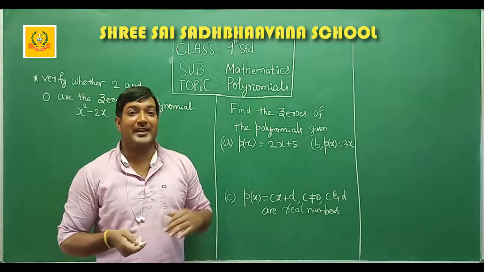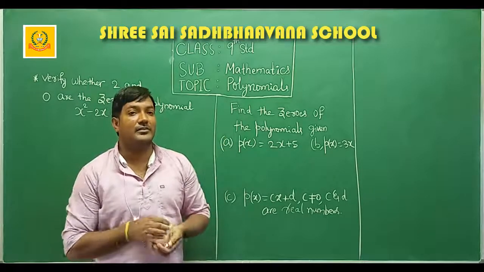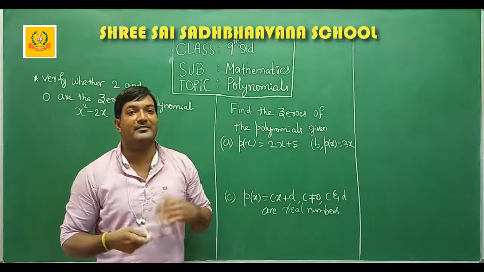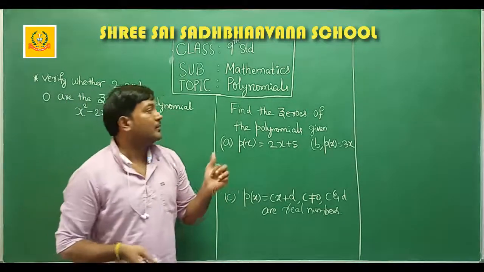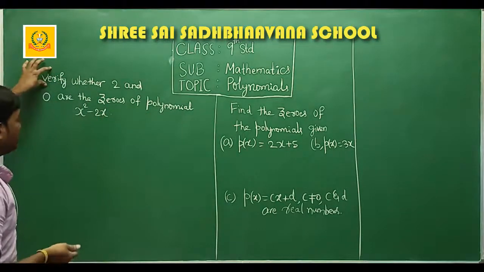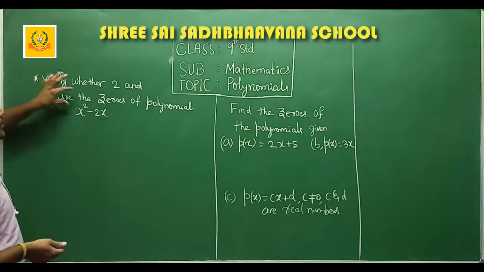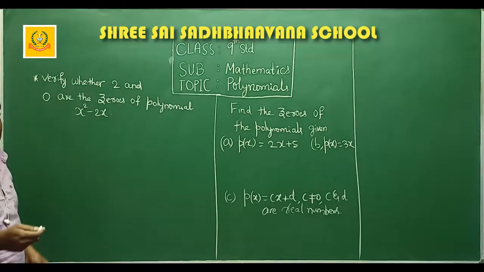Today we are going to continue the topic of the last class, zeros of the polynomial. We will discuss some more examples regarding the topic today. Okay, first question, first sum: verify whether 2 and 0 are the zeros of the polynomial x square minus 2x.